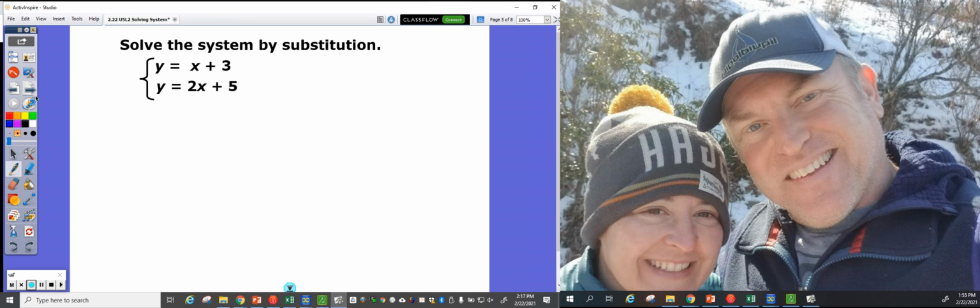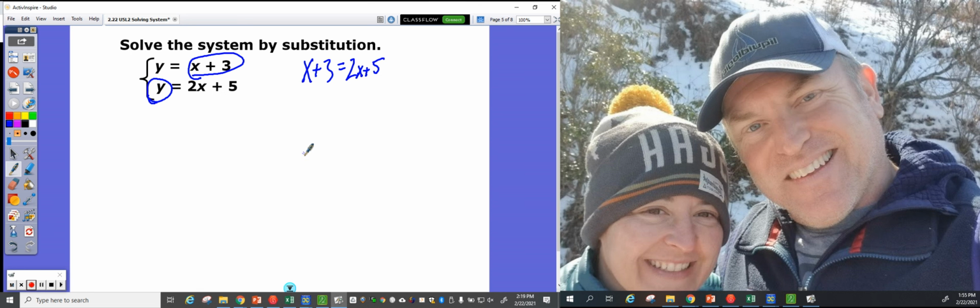All right, the last thing you're going to have to do, let's try this one. Try this one on your own first. So this one, you can kind of go both ways with this. You can take what this y is and put it up here, or take what this y is and put it down here. So if I let this one replace this one, then I have x plus 3 equals 2x plus 5.